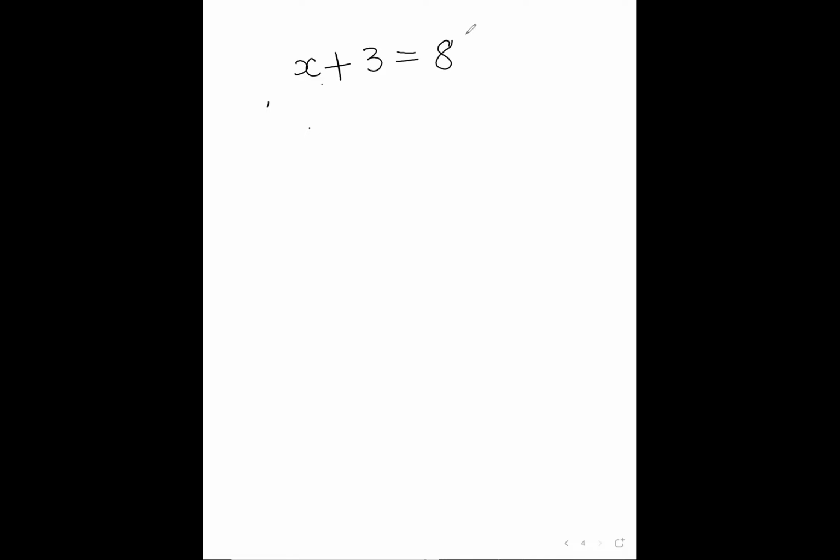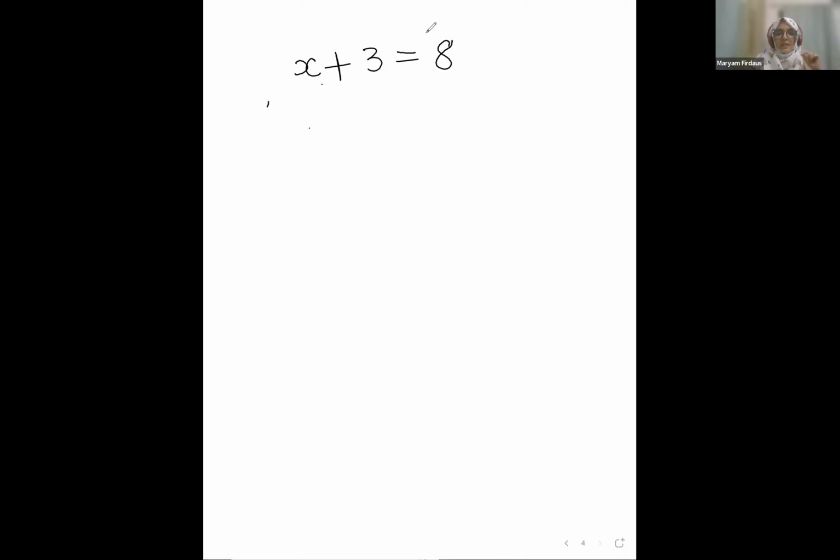All right. So let's say you have this equation x plus 3 is equal to 8. Can you find out the value of x? Five. And how did you guess that? Because 5 plus 3 is 8. Very good. 5 plus 3 is 8. How about if it was something really big?